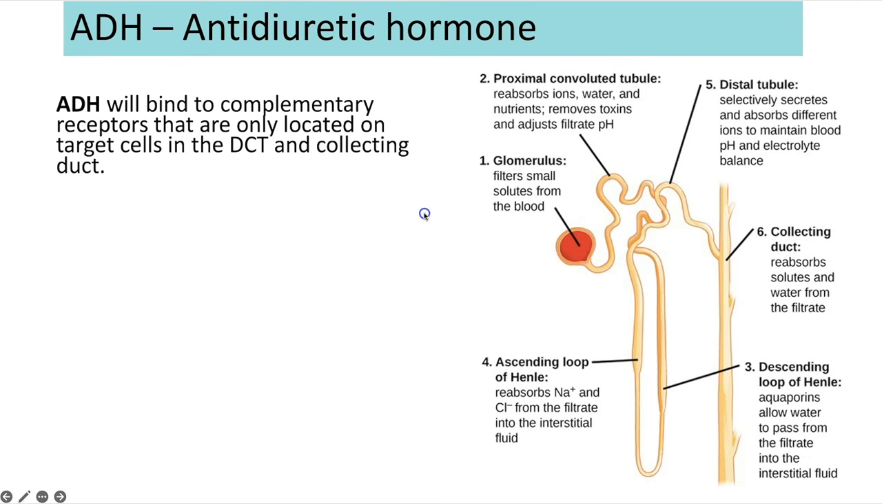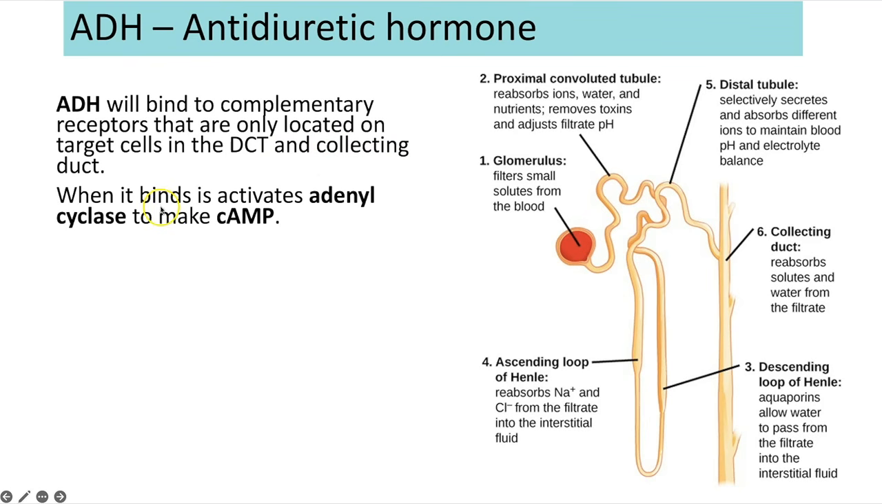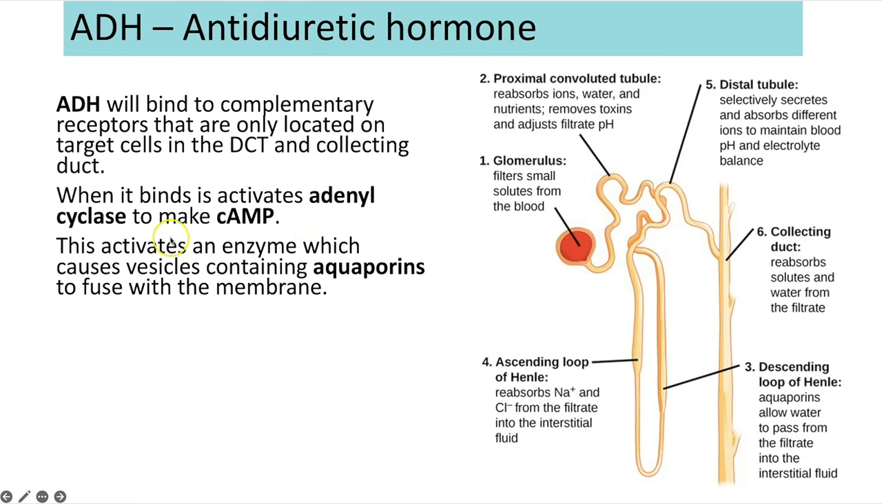ADH is antidiuretic hormone, and once it's been released by that posterior pituitary gland, transported in the blood, it will bind to complementary receptors, which are only located on the cell surface membranes of target cells, which are the kidney cells, specifically the cells lining the distal convoluted tubule and the collecting duct. So ADH is only going to affect those cells. When it binds, it activates adenyl cyclase to make cyclic AMP or cAMP.